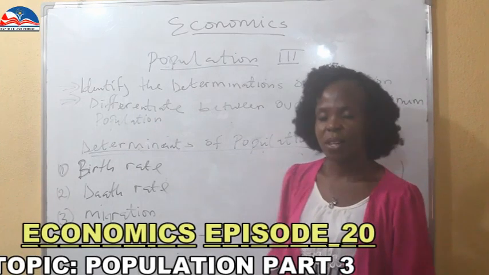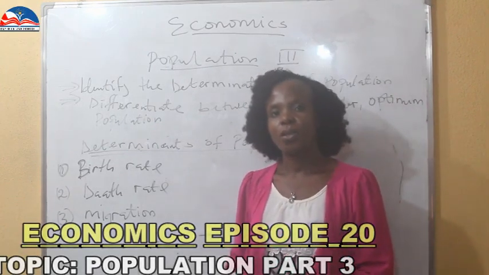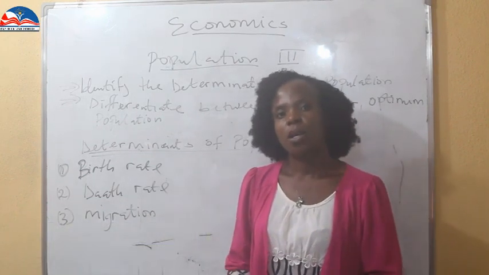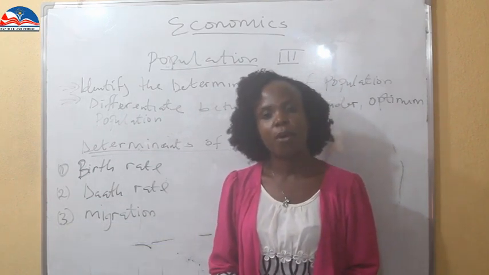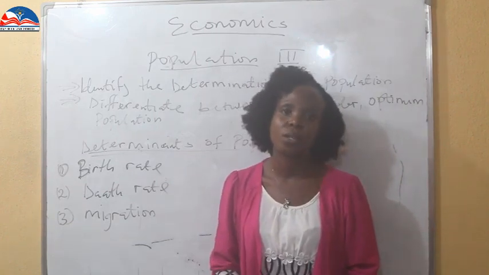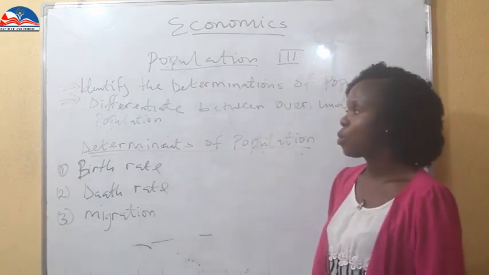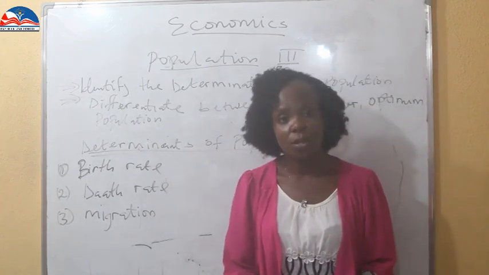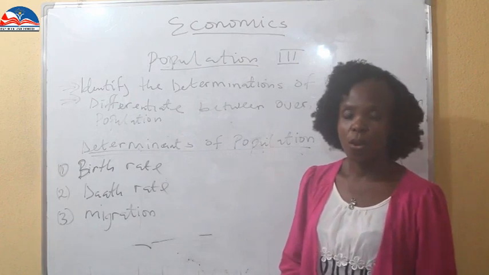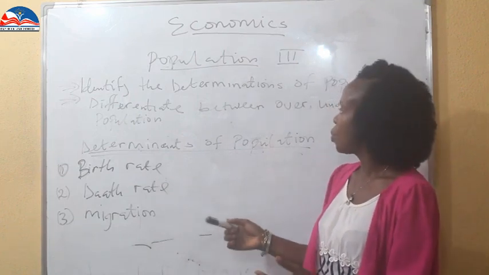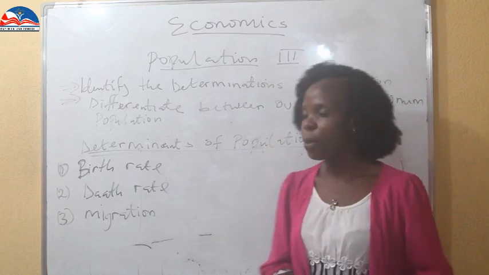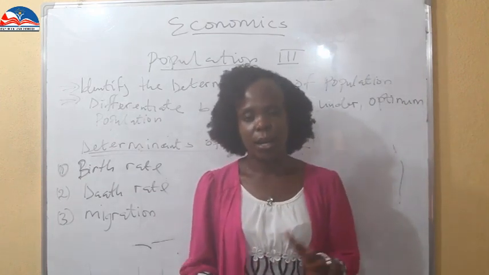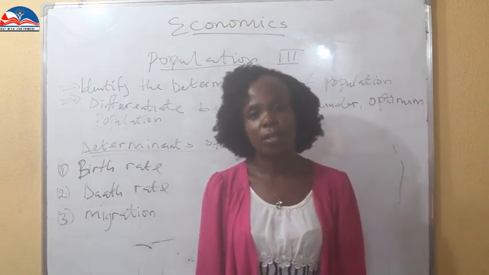We are taking part 3 of population. We've discussed what population is, what population census is. We have seen the problem associated with population census. Today we are going to look at 2 objectives. One, to identify the determinants of a population. And we are going to differentiate between overpopulation, underpopulation, optimum population. I will explain what they are and then we'll bring out the differences.